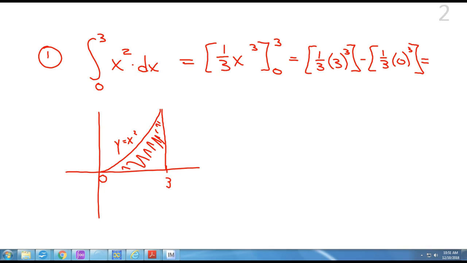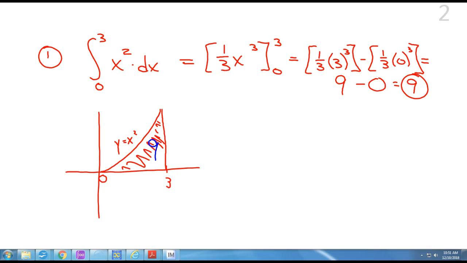Then you work that out. What's 3 cubed? 27. A third of that is 9. Minus, and that's nice because 0 to the third is 0, and 1/3 times 0 is 0. So your answer here would be 9. So there's 9 units of area in that little kind of, but not quite, triangle there. And this process is all you have to know how to do today. We're just going to go through a bunch of those.